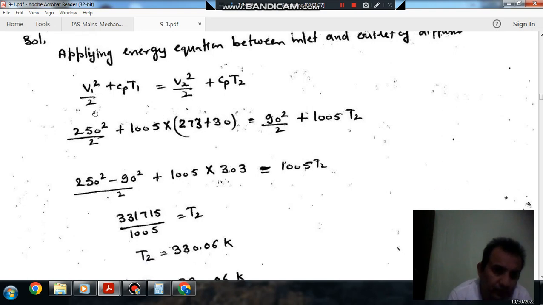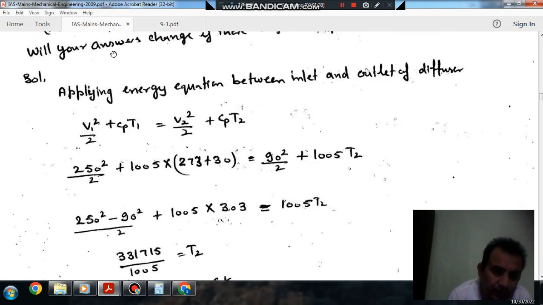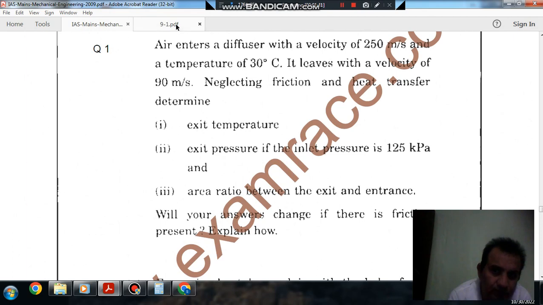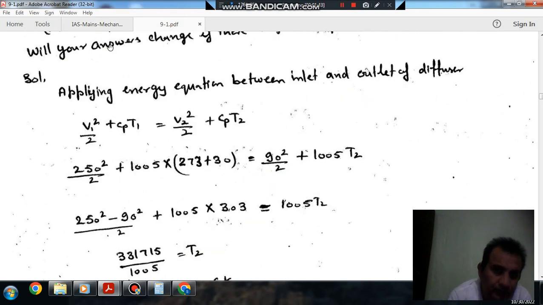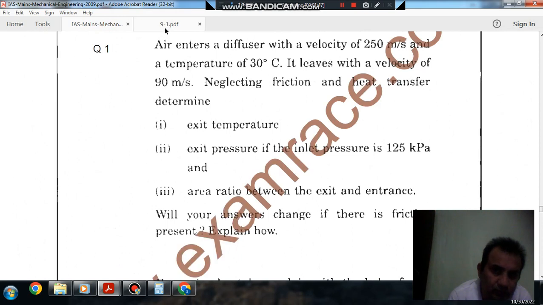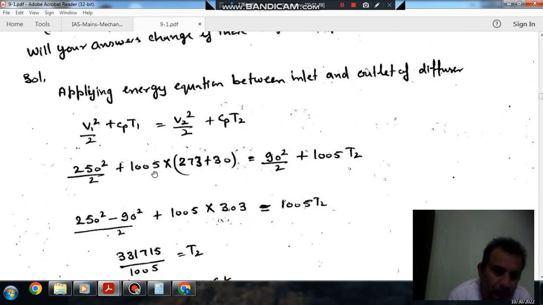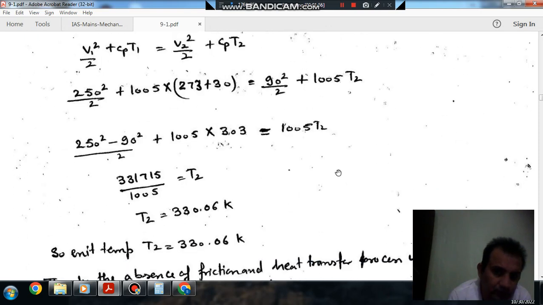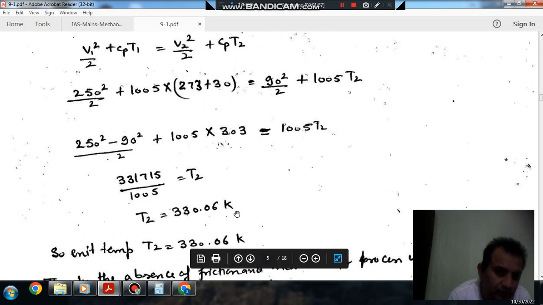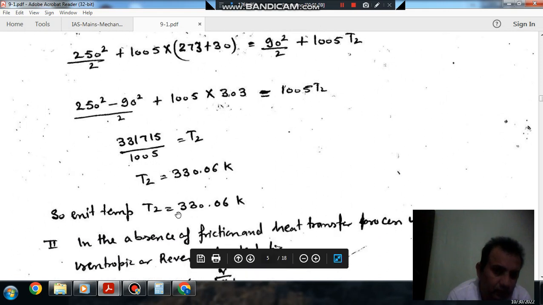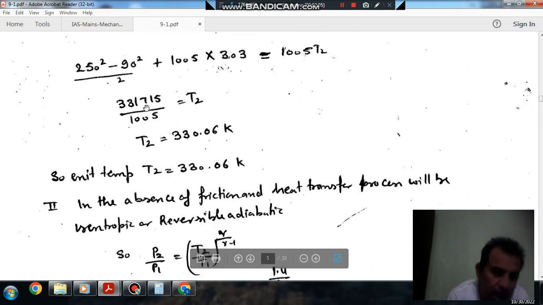V1, the velocity at inlet, is given as 250 meters per second, and temperature at the inlet is given as 30 plus 273, and Cp is 1005, and V2 is 90, and Cp is 1005, and T2 comes out as 330.06 Kelvin. So the exit temperature is 330.06 Kelvin. That can be solved by using the energy equation.